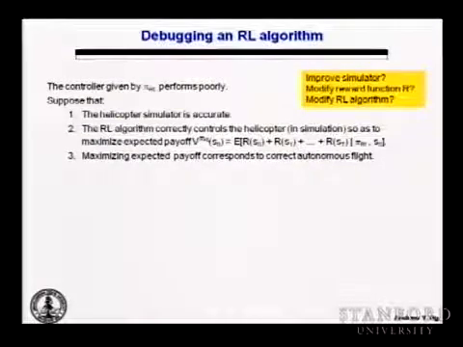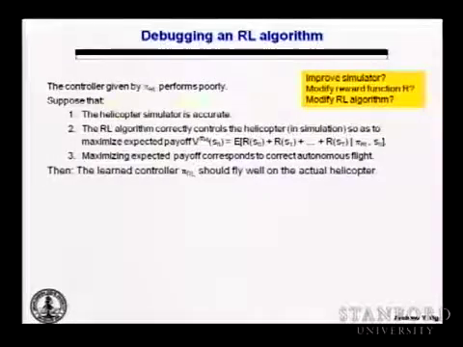Suppose these 3 assumptions hold true, right? Suppose that the helicopter simulator is accurate. So let's suppose that you built an accurate model of the dynamics. And suppose that, item 2 on the slide, the reinforcement learning algorithm correctly controls the helicopter in simulation so as to maximize that expected payoff, right? And suppose that maximizing the expected payoff corresponds to autonomous flight, right? If all of these 3 assumptions hold true, then you would expect the learned controller pi subscript RL to fly well on the actual helicopter.